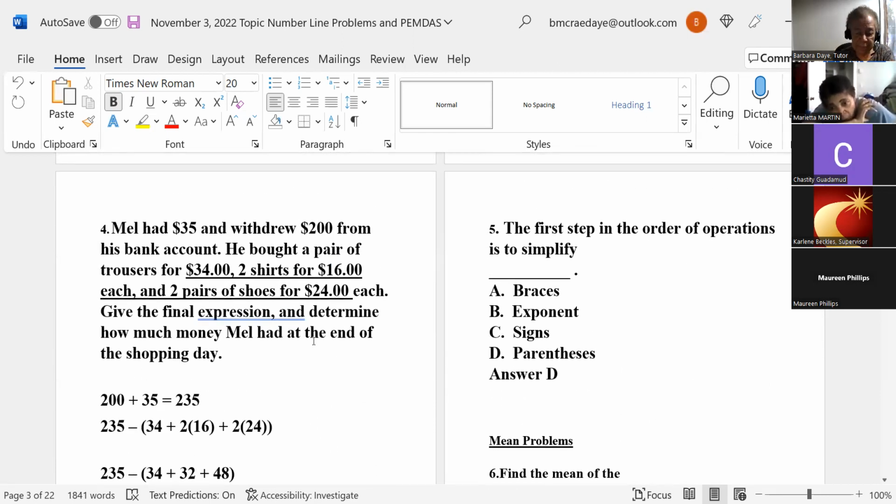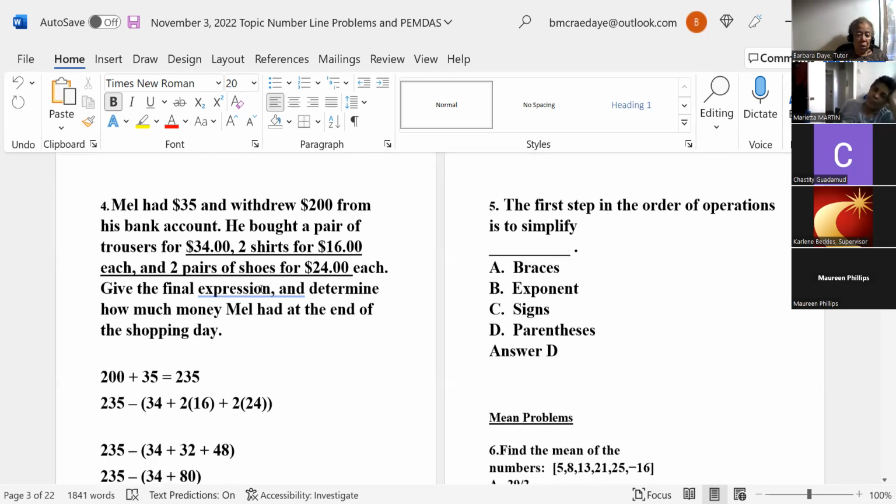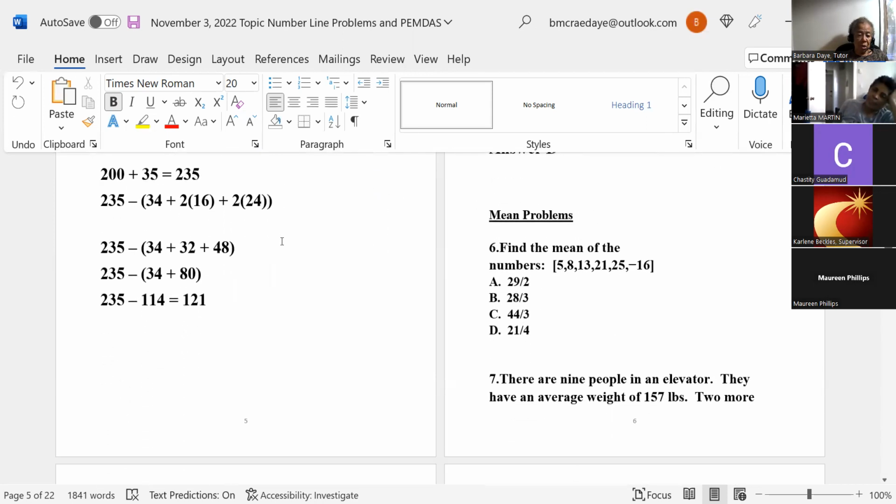And I think, let's see, Mercedes sent me her answer, but I think she must have made a mistake in her math somewhere because she got 117. She had the total right, but when she calculated what she spent, she made an error somewhere. Okay. And number 5, of course, is parentheses, that all of you knew, and I'll check that.